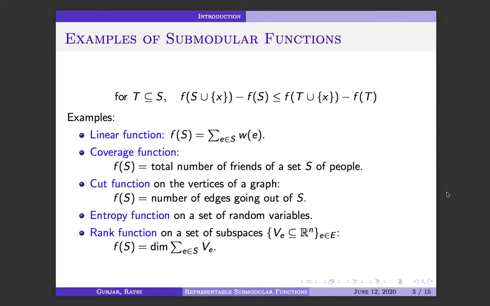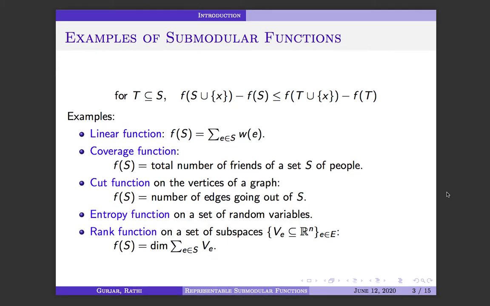Here, for the ground set E, for every element in the ground set, you have a corresponding subspace V_e. And for a set of elements S, you define the function to be the dimension of the sum of these subspaces corresponding to the set S. By the sum here we mean that you just take the union of these subspaces and take the span. This rank function will be very important for this talk as it will occur often in our setting.